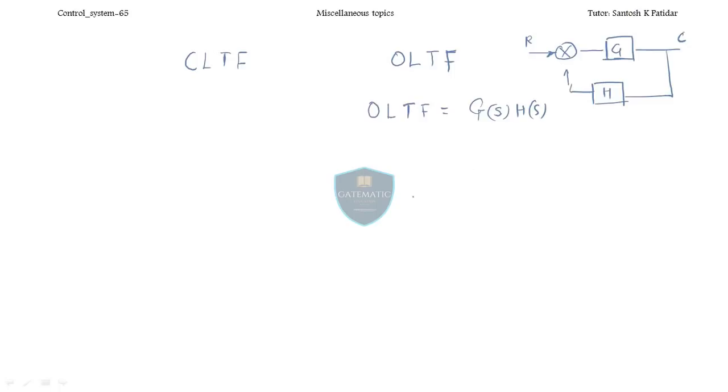Now if H(s) is 1, that is a unity feedback, then you'll get G(s). Otherwise, G is nothing but the forward gain of the system. Forward gain of the system is nothing but G(s). Now, what about the closed loop control system? Surely you will close it here and then you will get the new transfer function, that is G(s) divided by 1 plus G(s)H(s).